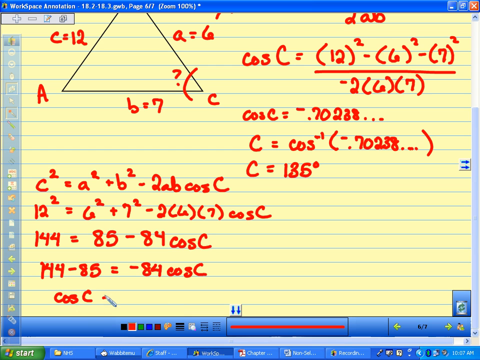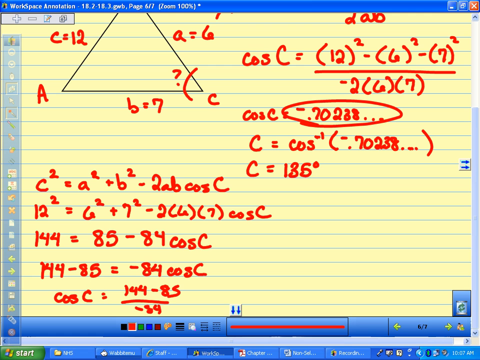So cosine C is going to be 144 minus 85 divided by negative 84. And are we going to get this same value up here? Yes, we are. Okay. So you don't need to memorize this second variation of the law of cosines, but folks, will it make your life a little easier? Yes, it'll make your life a little bit easier if you know both variations of the law of cosines.